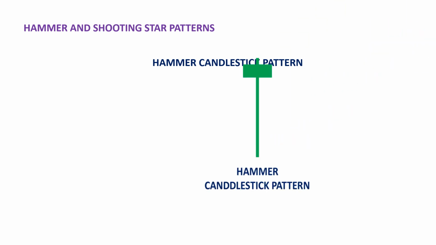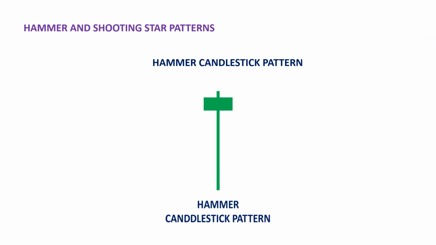Moving on, we have the hammer and shooting star pattern. First, the hammer candlestick pattern. In this graph, the hammer candlestick is a bullish pattern characterized by a small body at the top and a long lower wick or lower shadow. It typically appears at the bottom of a downtrend and suggests a potential trend reversal.